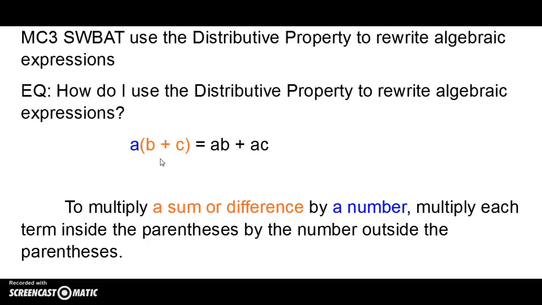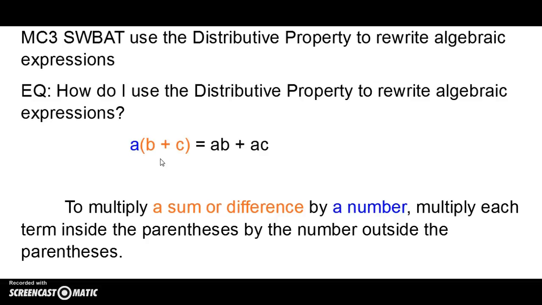Now, of course, distributive works because you could add what's inside the parentheses first, which is what PEMDAS would do, and then multiply times the A. And so think about the distributive property. Since it's a property, it means it's always true. You could do it either way, but with the algebra in this lesson, you have to do it the distributive way instead of the parentheses first.